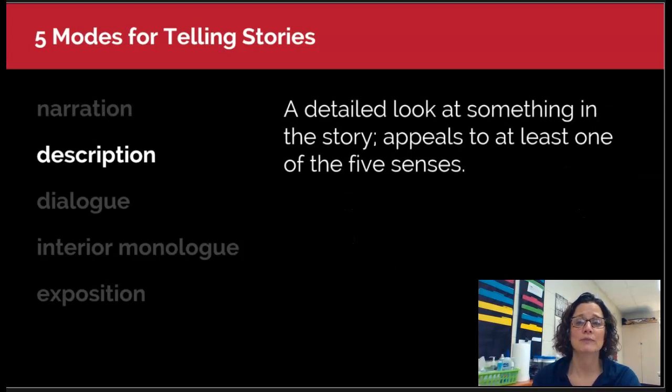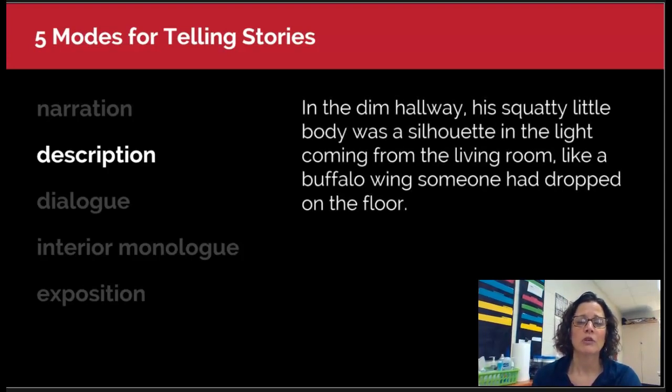Next is description. Description is a detailed look at something in the story. Description appeals to at least one of the 5 senses. This example is a visual description of the frog.